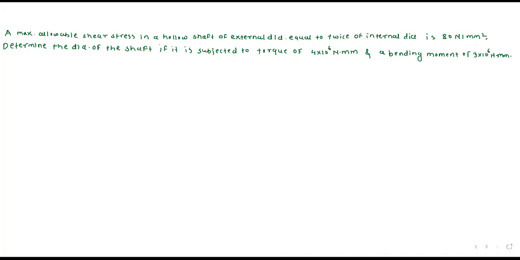Okay, so this is a problem related to a hollow shaft. Here also we have to find out the diameter of the shaft. This is also a reverse type of problem, so we will solve. First we will write the given parameters. So here the allowable shear stress is given. So the tau max value is given. Tau max is equal to how much?